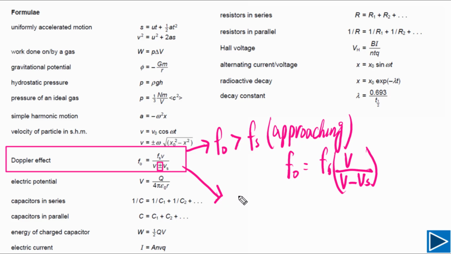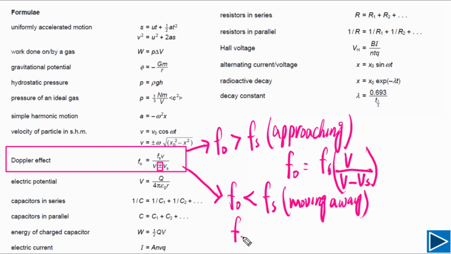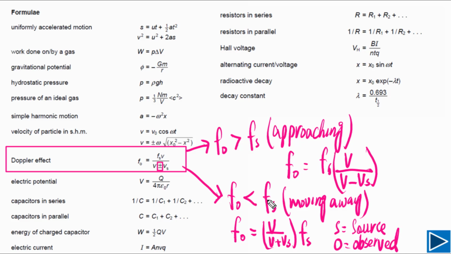When the source is moving away, f observed has to be smaller than f_s. So when the source is moving away, the formula you have to use is f_o = v/(v + v_s) multiplied by the frequency of the source, f_s. S here is for source, so f_s is the frequency of the source, and O is for observed frequency. This is a very important one you need to understand.